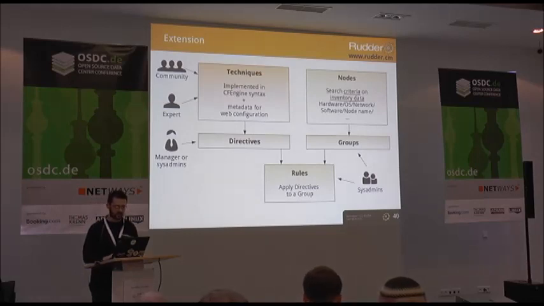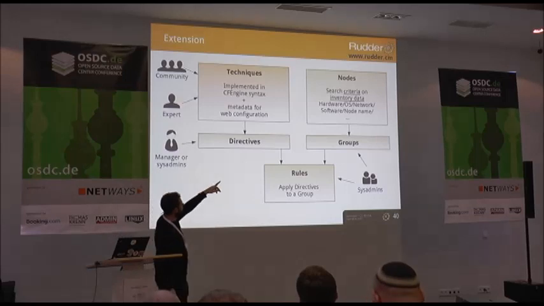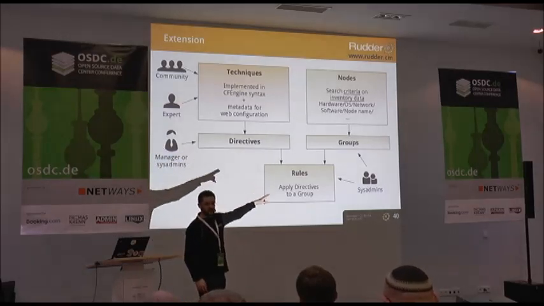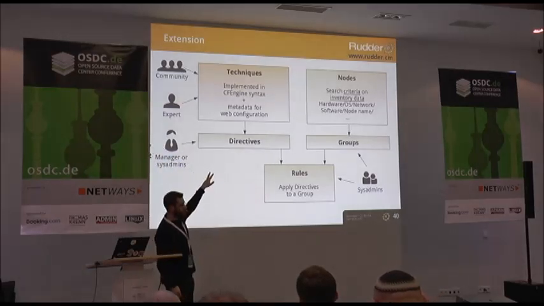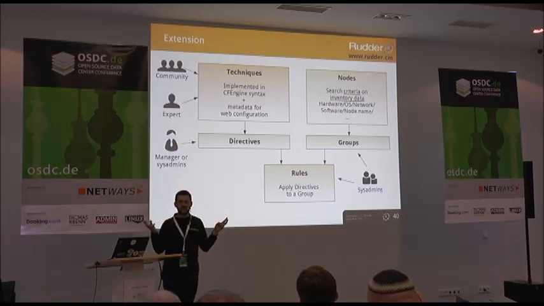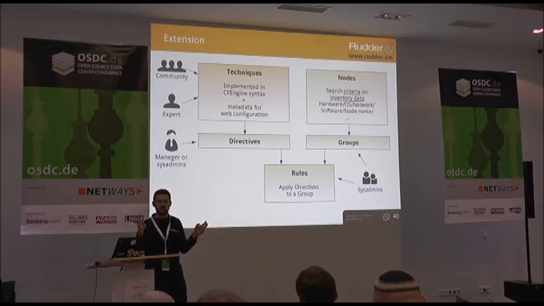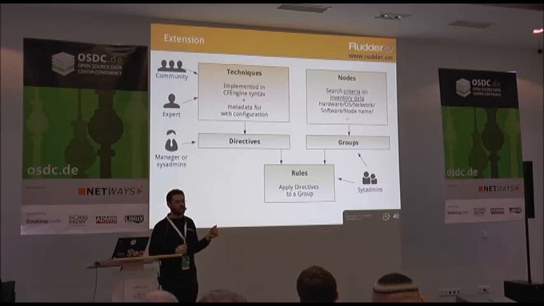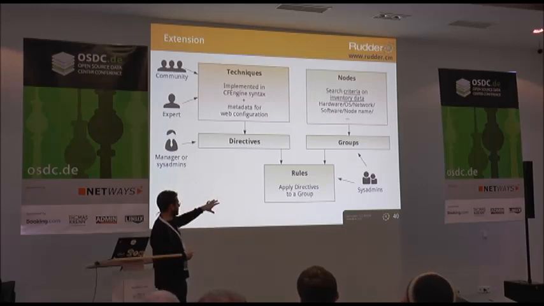So let's just take a quick look at this graph here. We should look at the nodes on the right-hand side earlier. We make groups out of them. And we have techniques, which are these abstract modules, which are how you configure stuff. It's the code part of the content and code, which are like Puppet modules, Chef cookbooks, and so on. We make directives, and we apply the directives, firewalls, to groups.